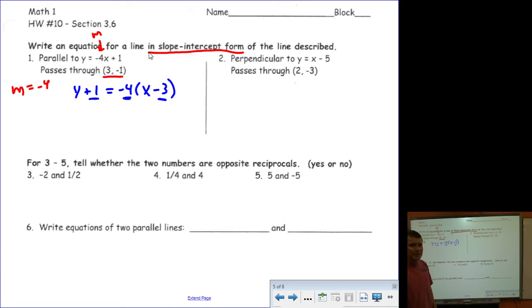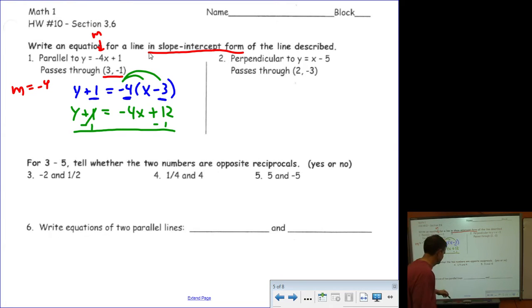Now I'm supposed to put it in slope-intercept form. So to put it in slope-intercept form, I would distribute the -4 and get plus 12, right? And then I would subtract 1 from both sides. And my final result would be y equals -4x plus 11.